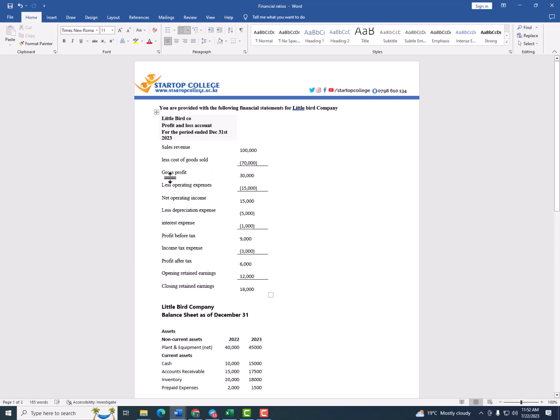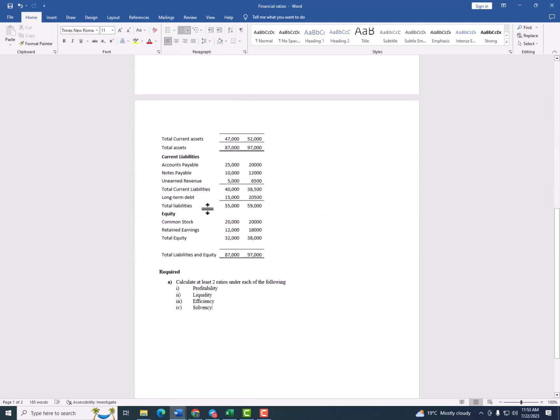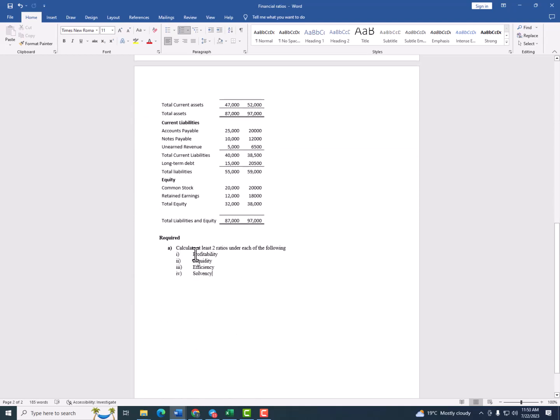Now we are provided a sample question here, and the first step is to read it. It reads, you are provided with the following financial statements for Little Bird Company. We have the profit and loss for 2023, with the profit after tax and all those sales and elements. Then we have the balance sheet for 2021 and 2023. Then we are asked to calculate at least two ratios under each of the following: profitability, liquidity, efficiency, and solvency.